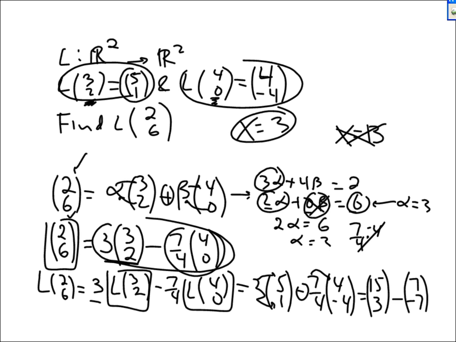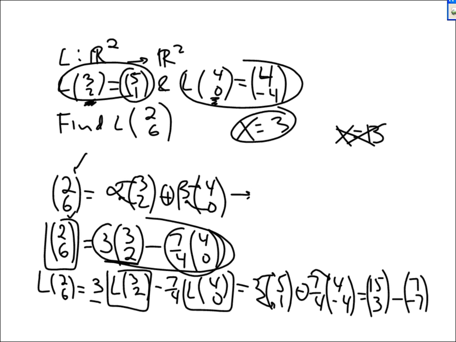And as always, the very, very last line, I run out of space. So let me put it right above, and this problem will be history. 15 minus 7 is 8, and 3 minus a negative 7 is 10. So the answer to this is 8, 10. L of 2, 6 is 8, 10.